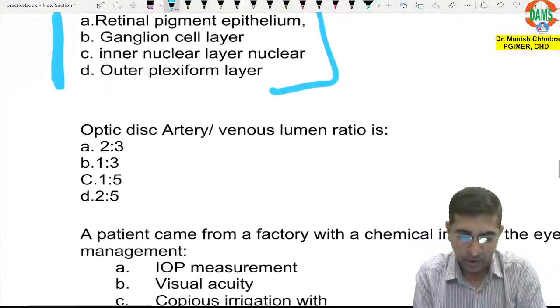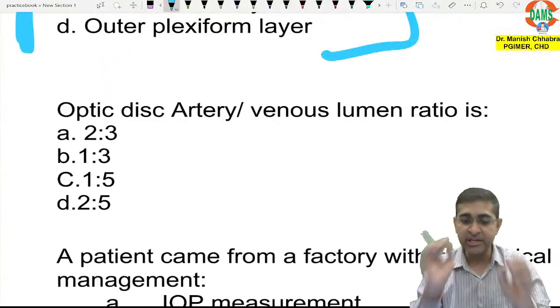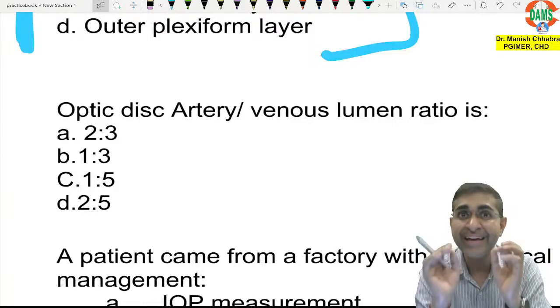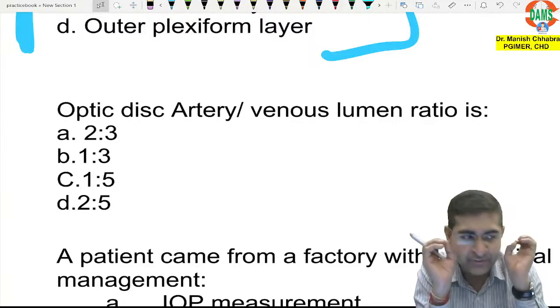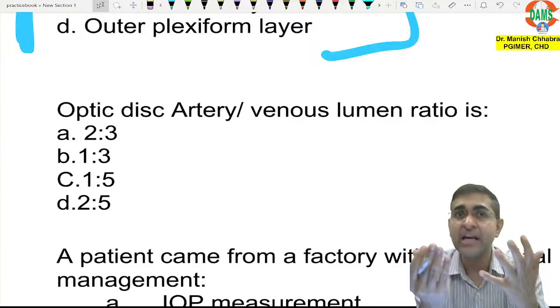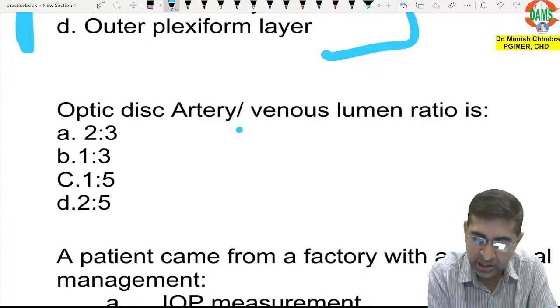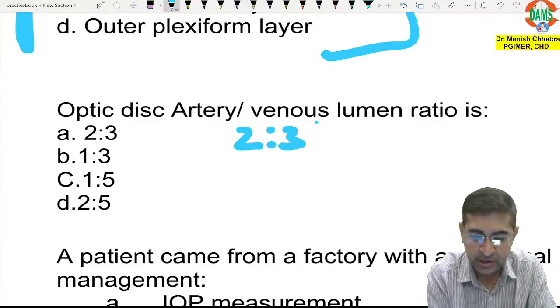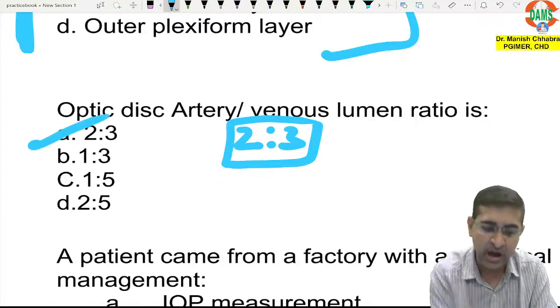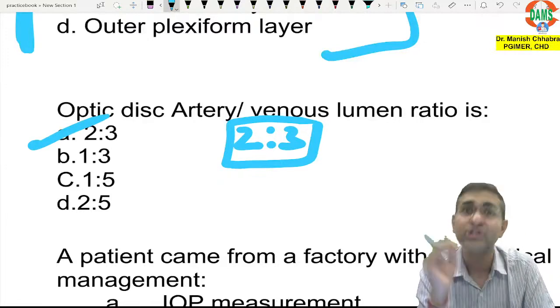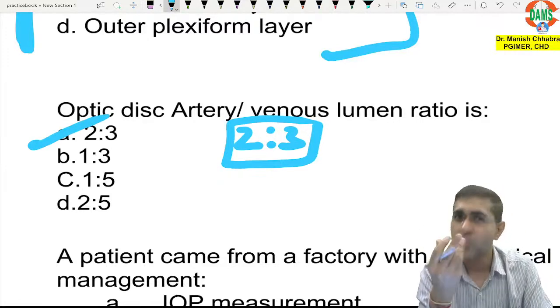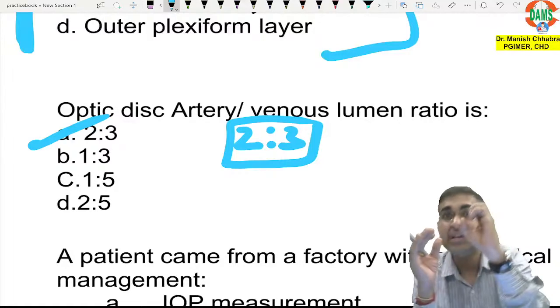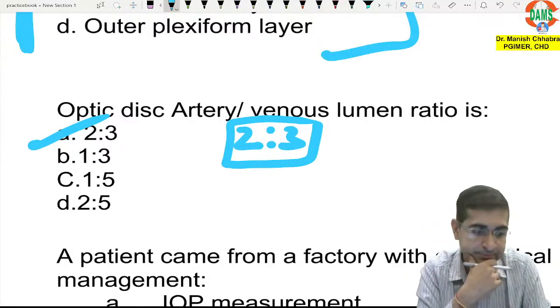Okay. Now next is, the optic disc artery to vein ratio is. So the artery is relatively thin, the vein is relatively thick. So this is a single liner concept. In fact, the answer is 2:3. So the artery lumen is narrower than the vein lumen.